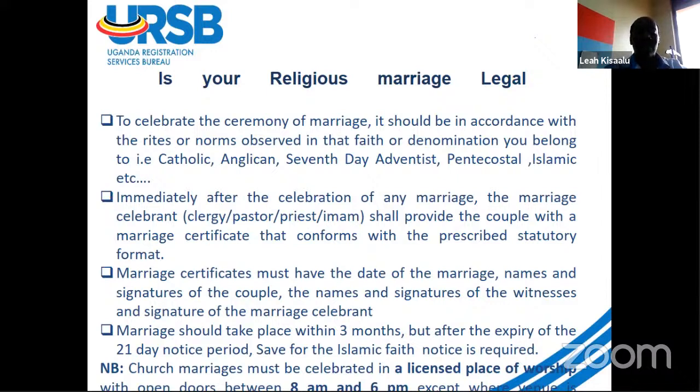Except for the Muslim faith that do not need to be licensed. A mosque doesn't need to be licensed and gazetted. You can go in there and do your Muslim marriage and have your marriage registered with us. But for the churches, I'm speaking about the churches, the notice must run for 3 weeks and a date can be set after 3 weeks.